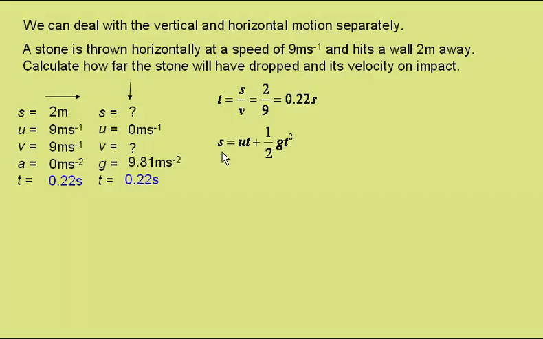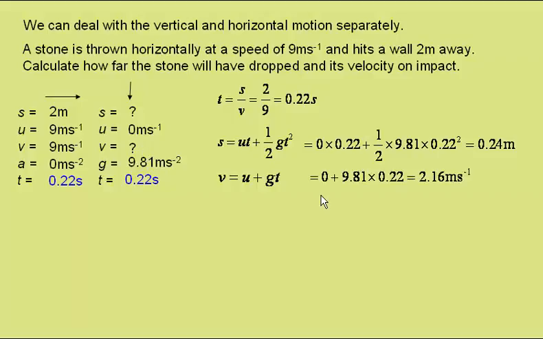Next, I'm going to use s equals ut plus a half gt squared to find my vertical displacement. That is, how far the stone will have dropped. Putting in the numbers, s equals 0 times 0.22 plus a half times 9.81 times 0.22 squared, which comes out at 0.24 meters. Then, using v equals u plus gt to find my vertical final velocity, putting in the numbers, v equals 0 plus 9.81 times 0.22, a vertical velocity of 2.16 meters per second.